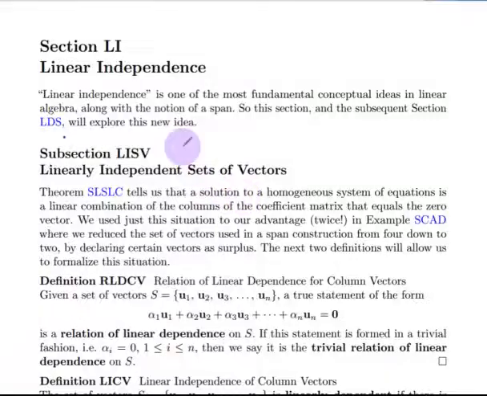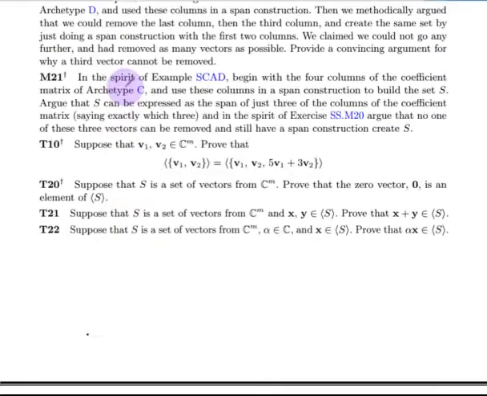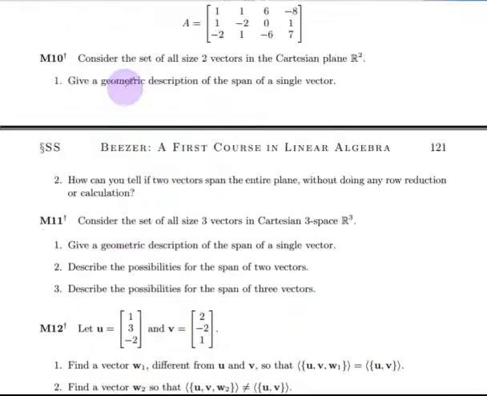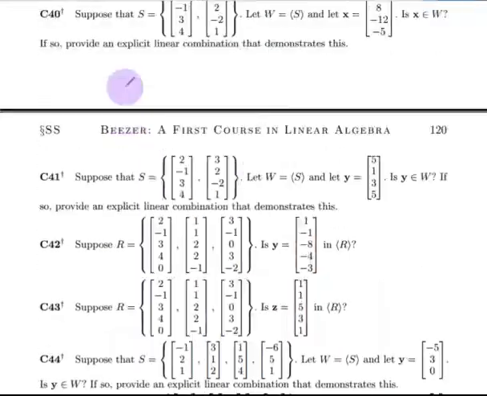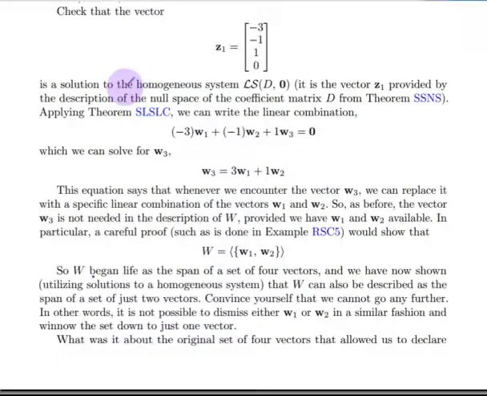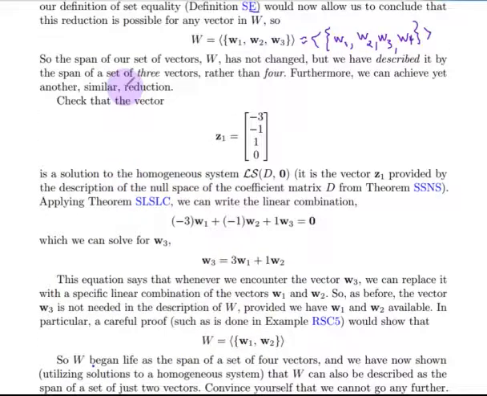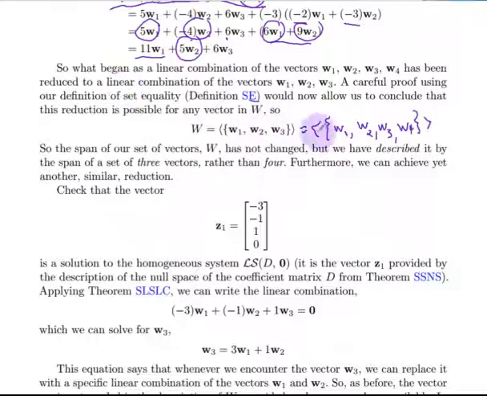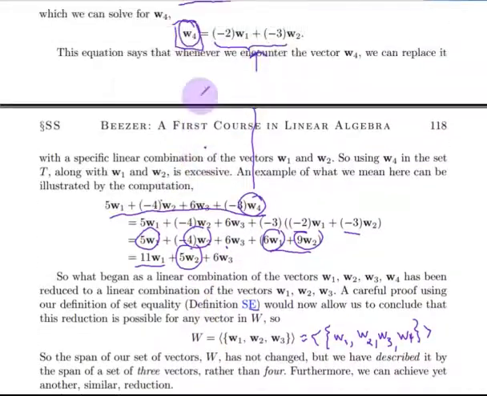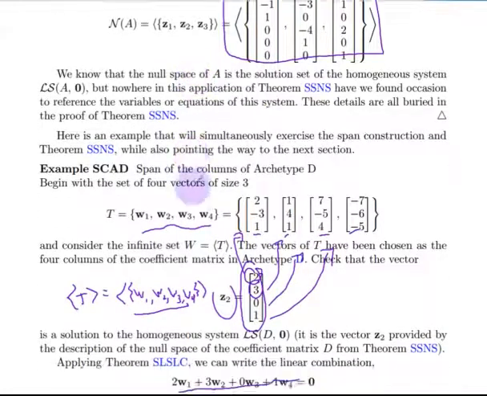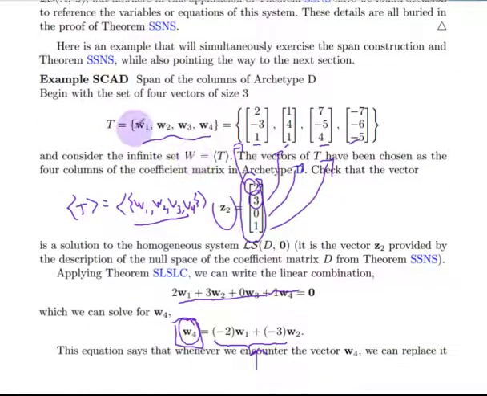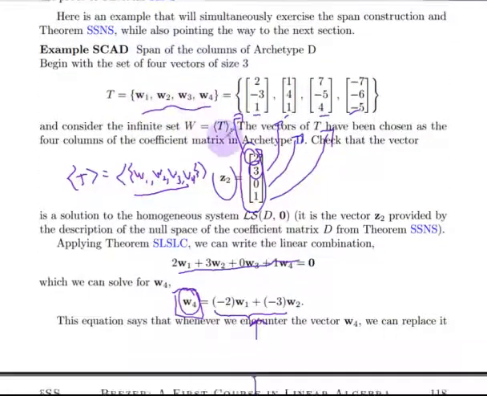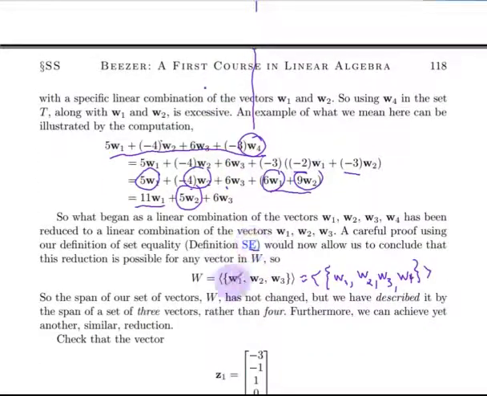All right, now in the previous section, the section on spanning sets, we showed that it's possible to find a set of vectors and consider their span and see that the span is in fact equal to the span of a smaller set. We did this example up here, example SCAD, where the span of W1, W2, W3, W4 was found to be equal to the span of just the first three.